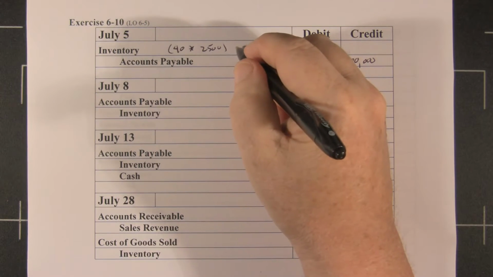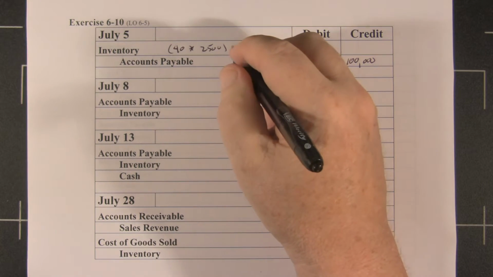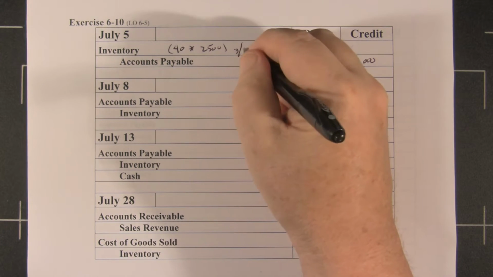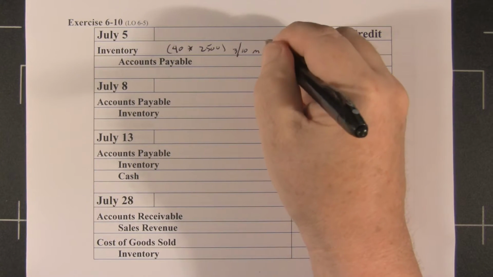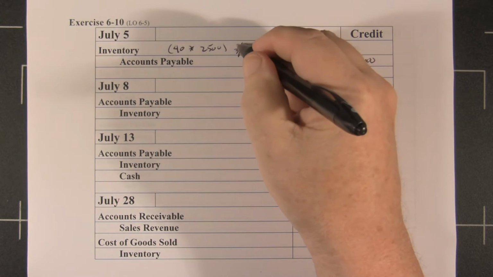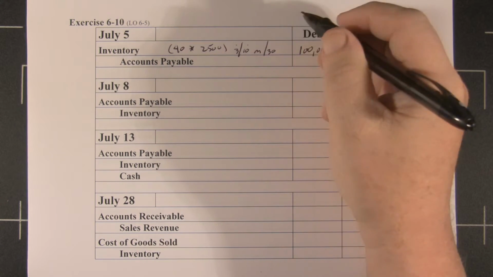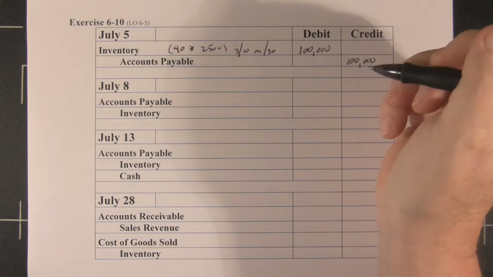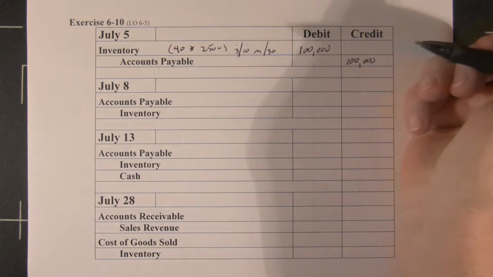Our terms are 3/10, net 30. Which means if we pay in 10 days, we get a 3% discount. If not, we have to pay the whole thing in 30 days.